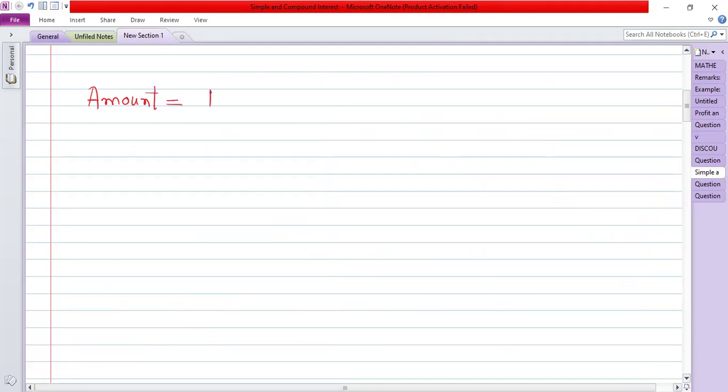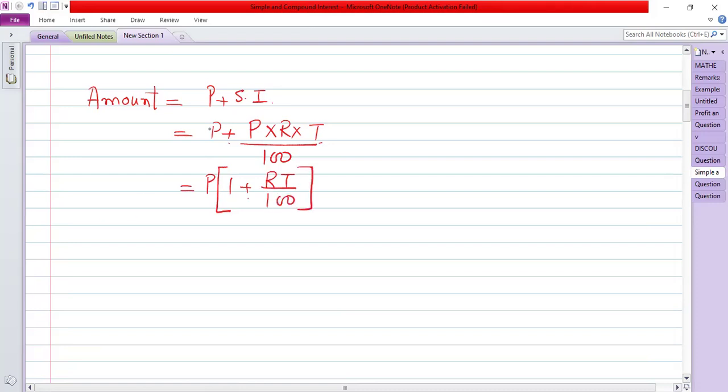Now here, there is another formula, which is for the final amount. This is actually the principal amount plus the simple interest, which is P plus P into R into T upon 100. And now we can take P common, so it will be P into 1 plus R into T upon 100. So this is the formula for the final amount. But please mind, this formula is applicable only if our interest is simple interest.